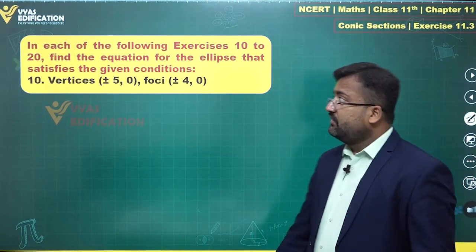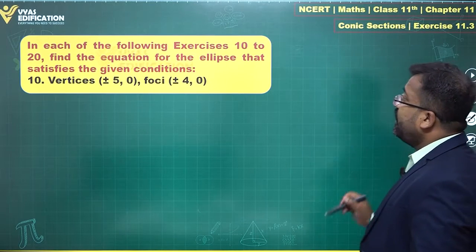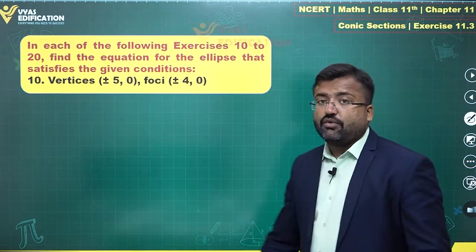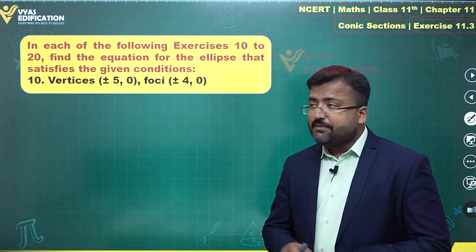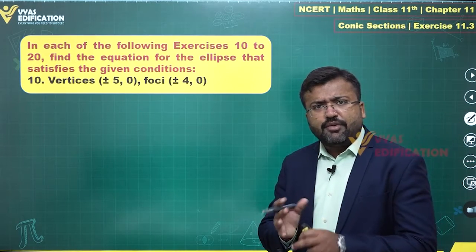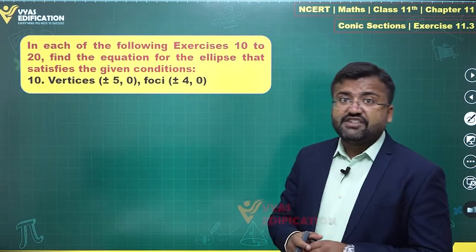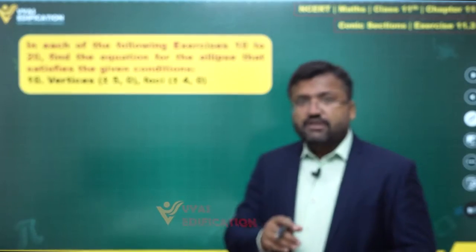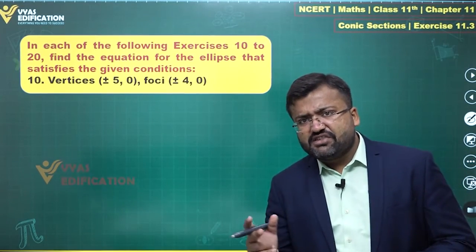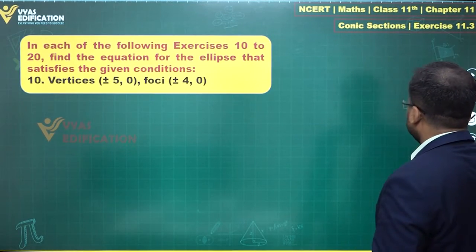The 10th question. In each of the following exercises 10 to 20, find the equation for the ellipse that satisfies the given conditions. Okay. For finding the equation of ellipse that satisfies the given condition, first we'll draw the approximate plot, right? We'll mark these points on the Cartesian plane and see whether, first of all, the ellipse is a standard ellipse, and which standard ellipse is this? Is it a horizontal one or is it a vertical one? We'll observe those things over here, right?